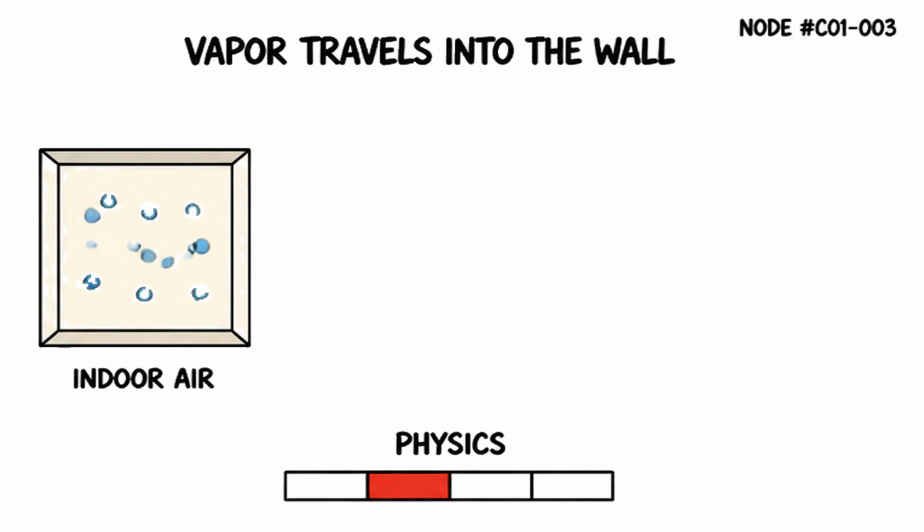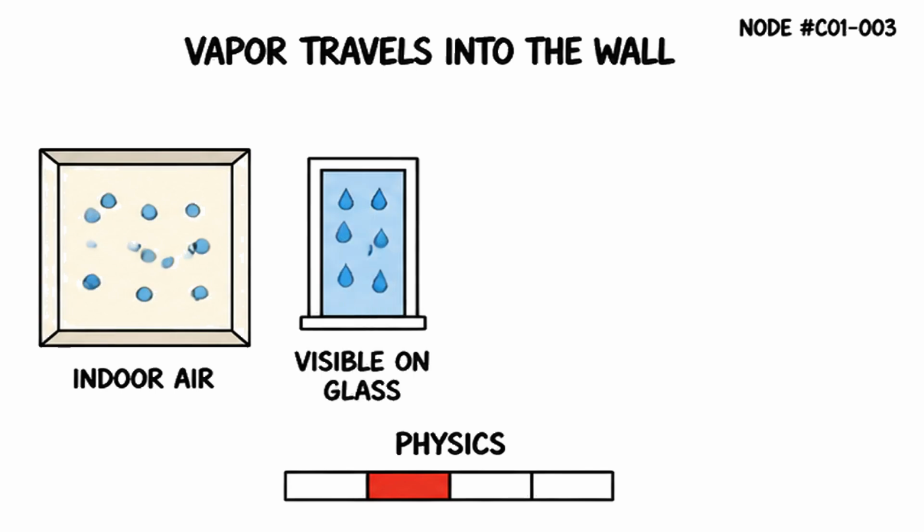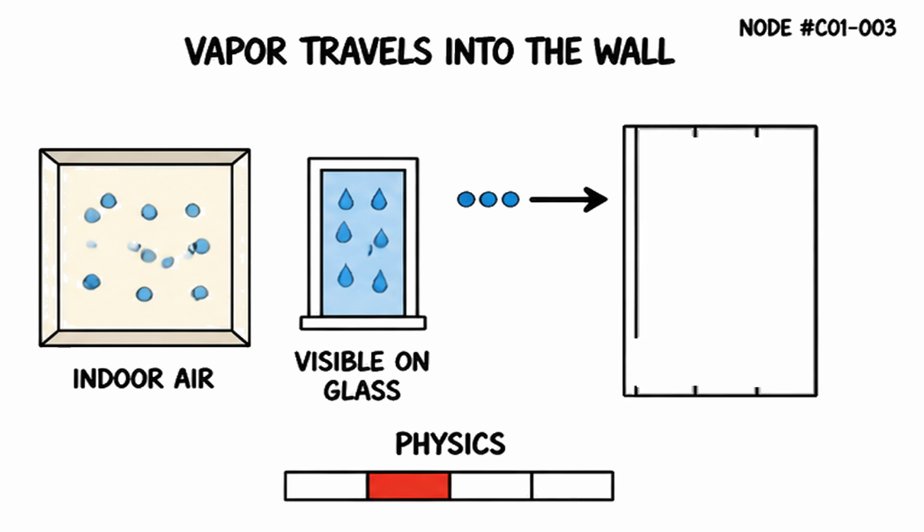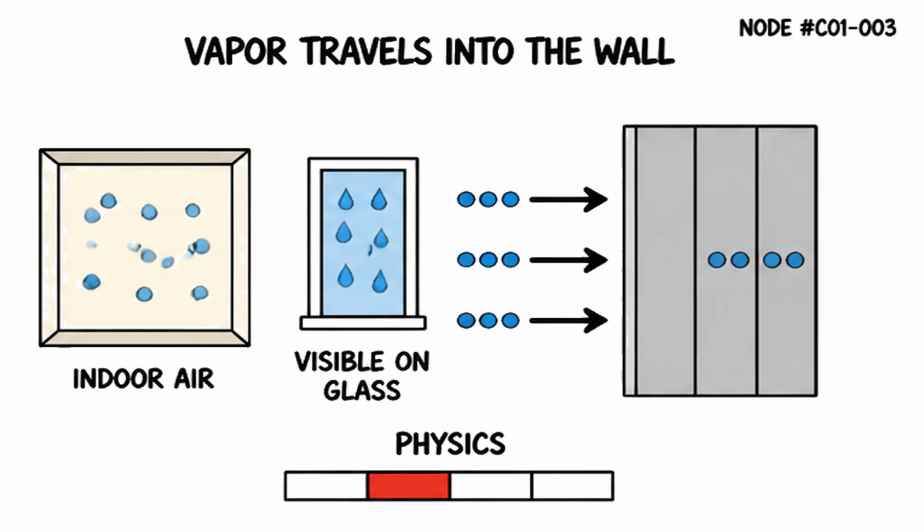Indoor air carries invisible vapor. Vapor turns to water on any surface colder than the dew point. On windows, you can see it. But vapor does not stop at surfaces. Vapor travels into the wall.